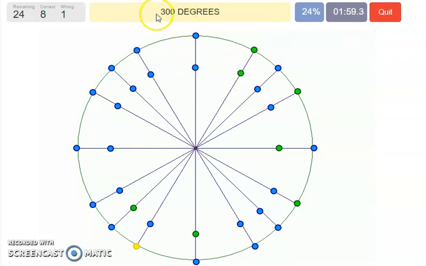300 degrees, so that's bigger than 270, so it's bigger than here, right? And because it doesn't end in a 5, I know it's this one or this one. This I know is 270, this I know is 360, minus the 30 is going to be 330, so it has to be this one, degrees on the inside.